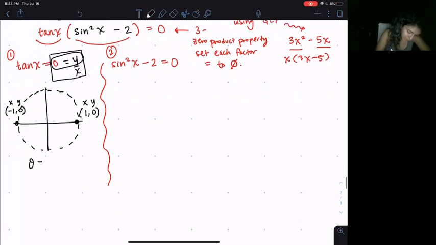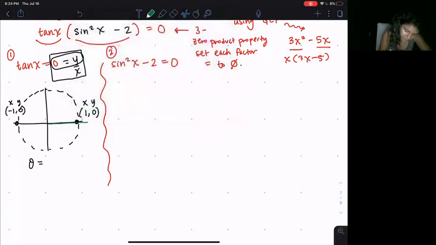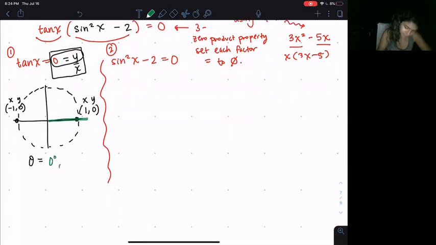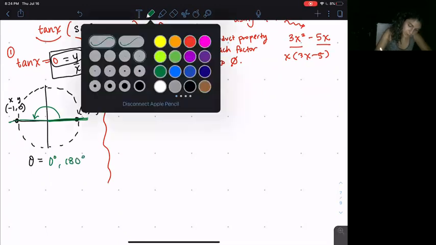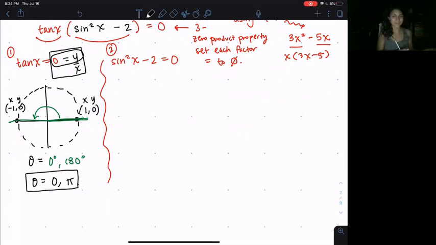Therefore, my answers are, well, measuring always from the positive x-axis to the positive x-axis, that's 0 degrees. For our second angle, we're measuring from the positive x-axis to the negative x-axis, that's 180 degrees. In our last step, we'll convert these to radians, and our answers are 0 and pi radians. And part 1 is done.